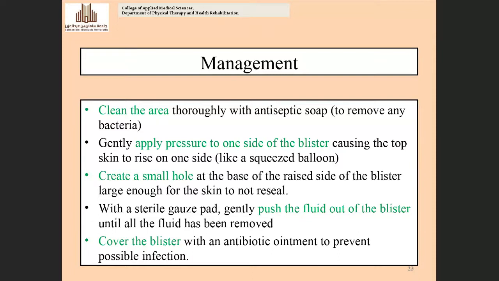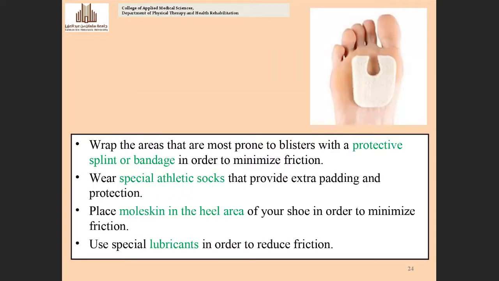And what you have to do in the fourth stage? You apply the sterile gauze pad. Push the fluid, or remove the fluid from the blister, apply the sterile gauze and cover the blister. This is the same as wound management. So this is the management, and wrap the areas that are most prone to blisters with a protective splint or bandages.